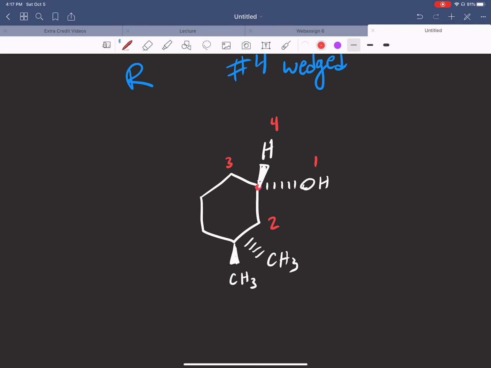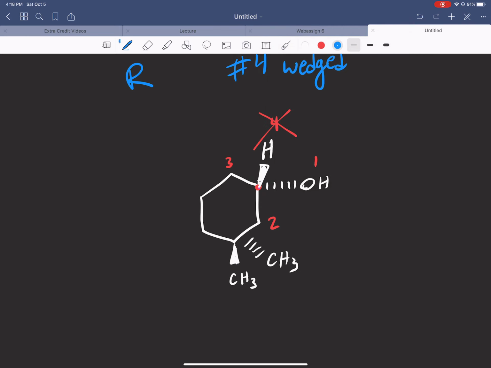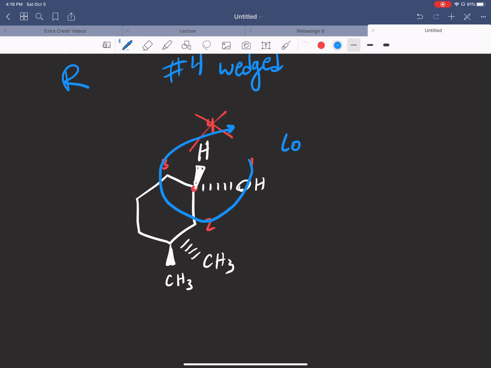So what we need to do is cross that out. Draw your arc. 1, 2, 3. So it looks, actually hold on. So it looks like we went clockwise. So it looks like it's R, but we flipped that because our lowest priority group is wedged to get S.